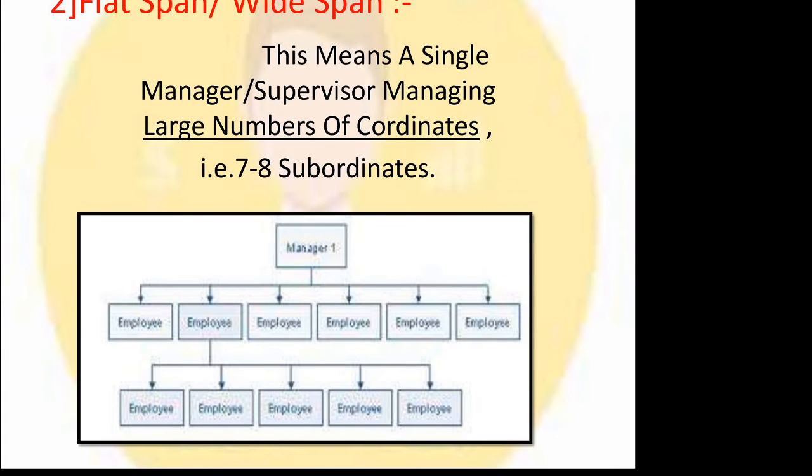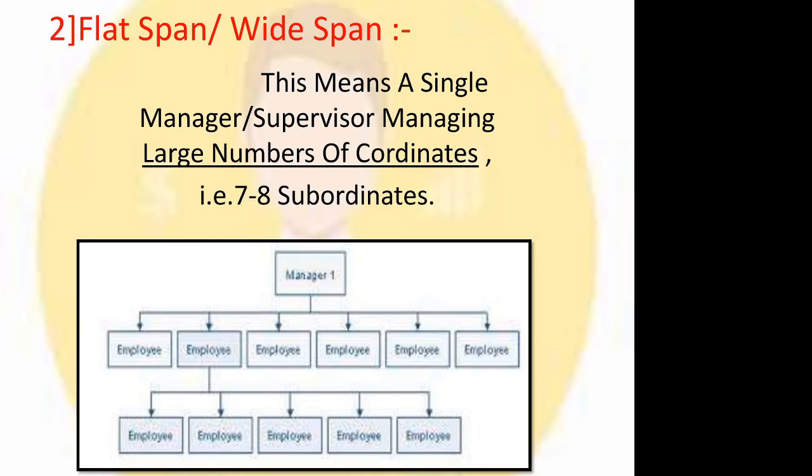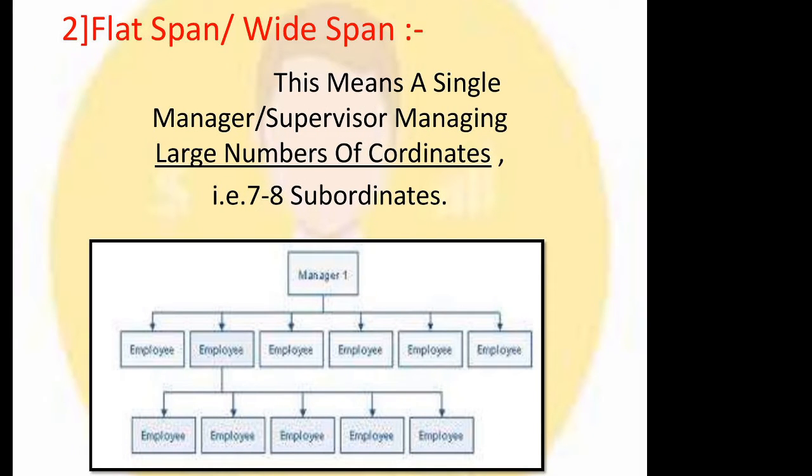And this is actually wide span. This means a single manager or supervisor managing a large number of subordinates, that is, 7 to 8 subordinates they'll be managing. So this is wide span. Under one particular manager, there will be 8 supervisors. Under each category of supervisor, there will again be 6 or 7 subordinates under one supervisor. As it is very broad, we call it wide span of management.